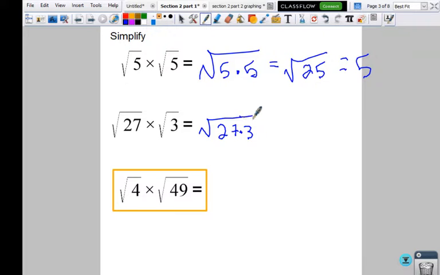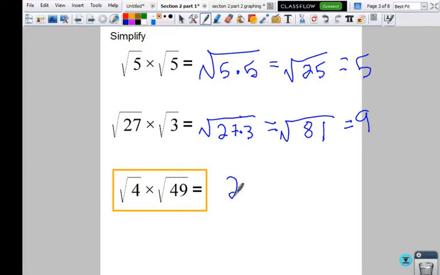27 times 3, I don't want to do that. It's going to be, let's see, 81. Yeah, it's 9. And we know what the square root of 81 is. It's 9. 27 times 3. Yay. And my last example is actually really bad, because what's the square root of 4?